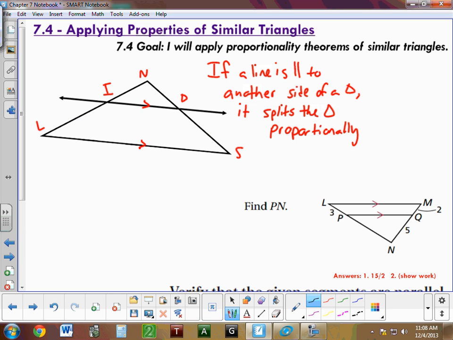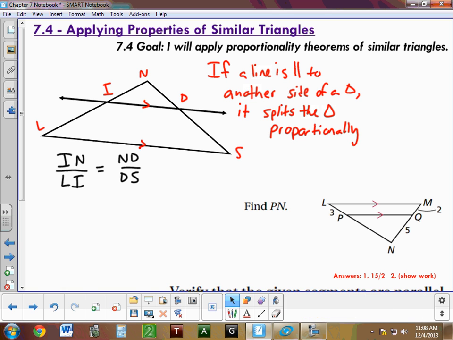So the thing that I could write out based on that property is that IN over LI, I should be able to say that that's proportional to the other side. So IN over LI should be proportional to ND over DS. It kind of looks like what you would think, and based off of the last section, you could have figured that out on your own. So it's pretty quick. If I just show you a pretty basic example where you have to find PN here, I should be able to say that LP over PN is equal to MQ over QN. And then I should be able to substitute some numbers in and pretty much solve it.